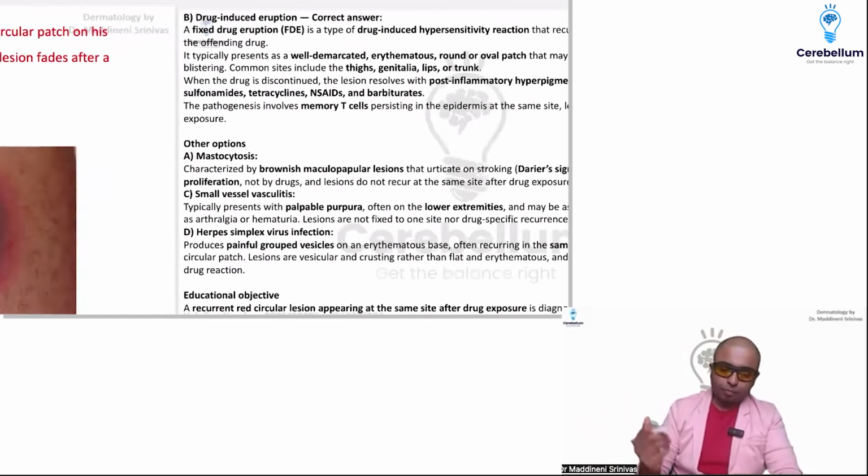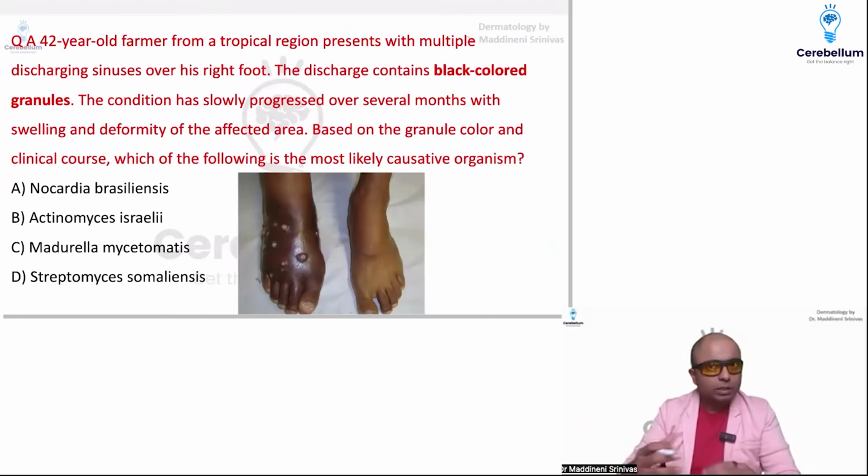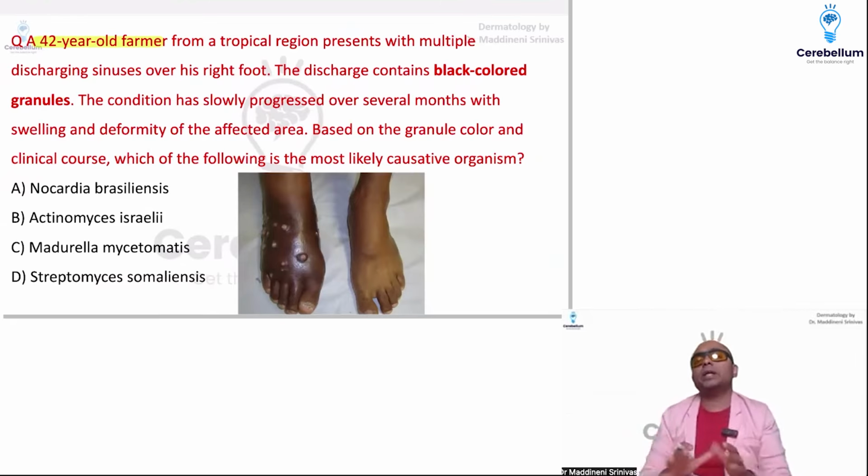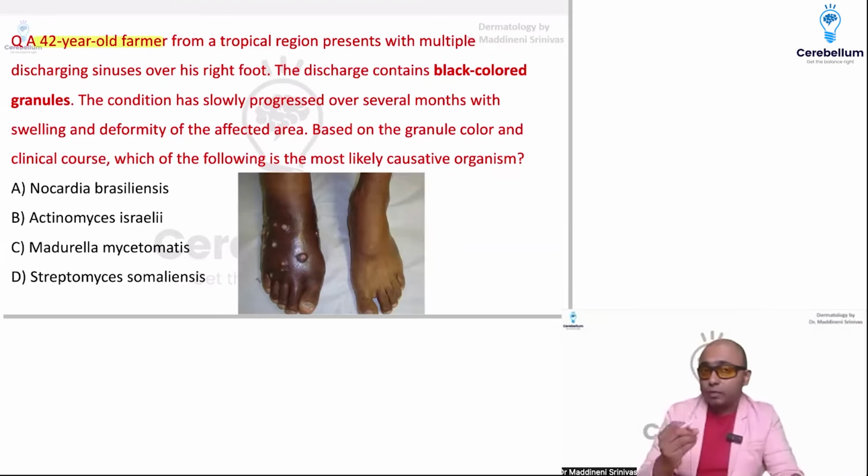Okay. So I hope there is no confusion. These were discussed n number of times in our classes, right? 42-year-old farmer. So this is also a very much repeated question, and in fact, related to subcutaneous fungal infections, we are having 2 questions in this particular exam. So it is very, very important.